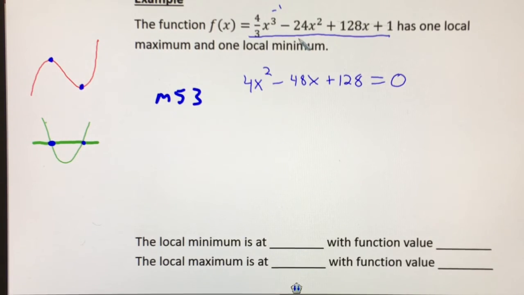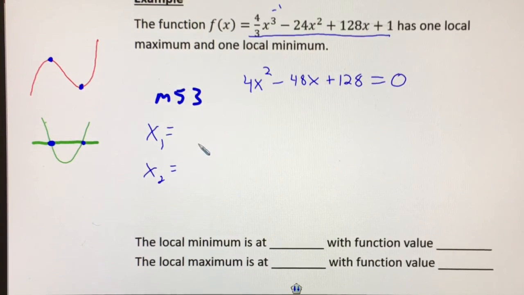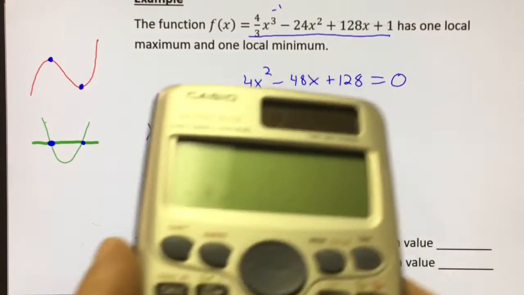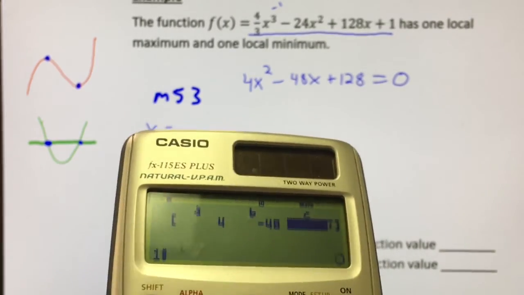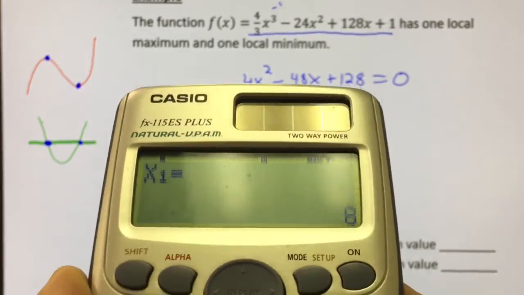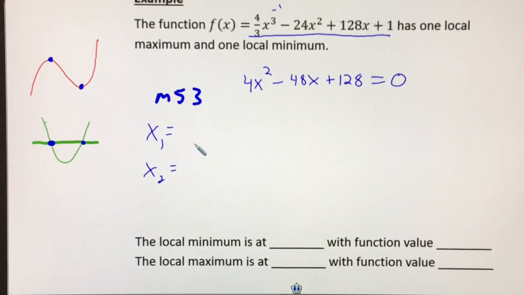Then I do 2 times 24, 48. Okay? After you mode 5 3 it, tell me what your two x values are. It should say x sub 1 and x sub 2. Mode 5 3, I type in a 4 equals, a negative 48 equals, and a positive 128 equals. I get x equals 8 and x equals 4. So my x sub 1, 8 and 4. Good?